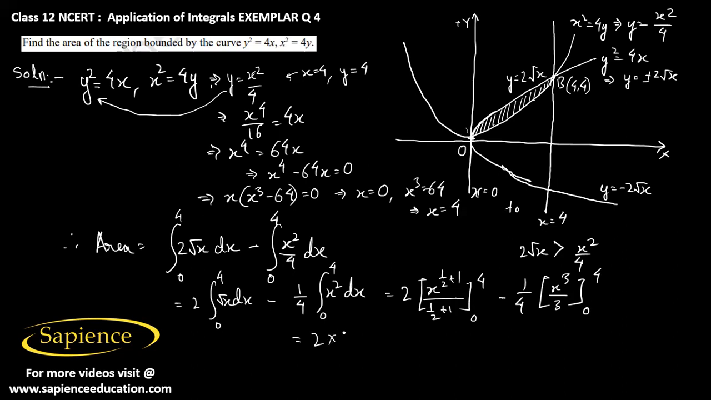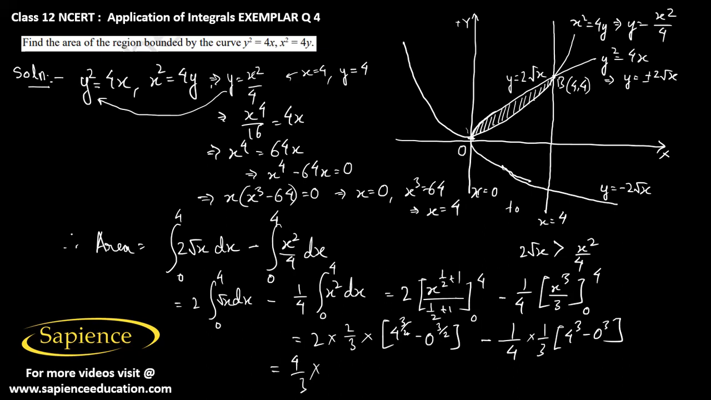Now this will be equal to 2, and this 3 by 2, when it comes up, will become 2 by 3 times 4 power 3 by 2 minus 0 power 3 by 2, minus 1 by 4 times 1 by 3 times 4 power 3 minus 0 power 3. So this will be equal to 4 by 3 times, now square root of 4 is 2, 2 cube is 8, minus 1 by 12 times 4 cube, that is 64. So 4 times 12 is 12, 16, 64. So it is 32 by 3 minus 16 by 3.